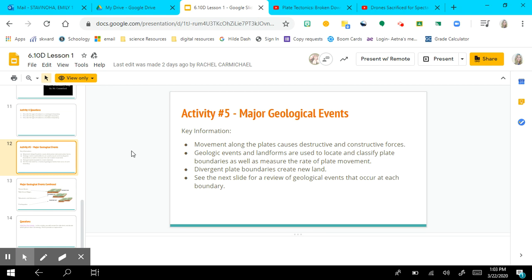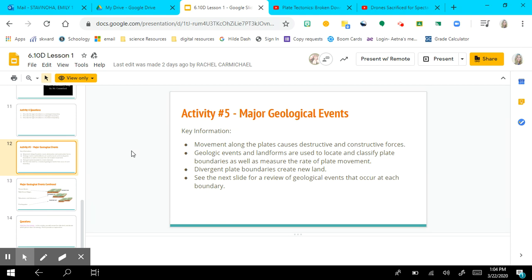Major geological events. Some key information. Movement along the plates causes destructive and constructive forces. What does destructive mean? What does constructive mean? Destructive is when things are destroyed, and constructive is when things are created, like new ocean crust or new mountains.